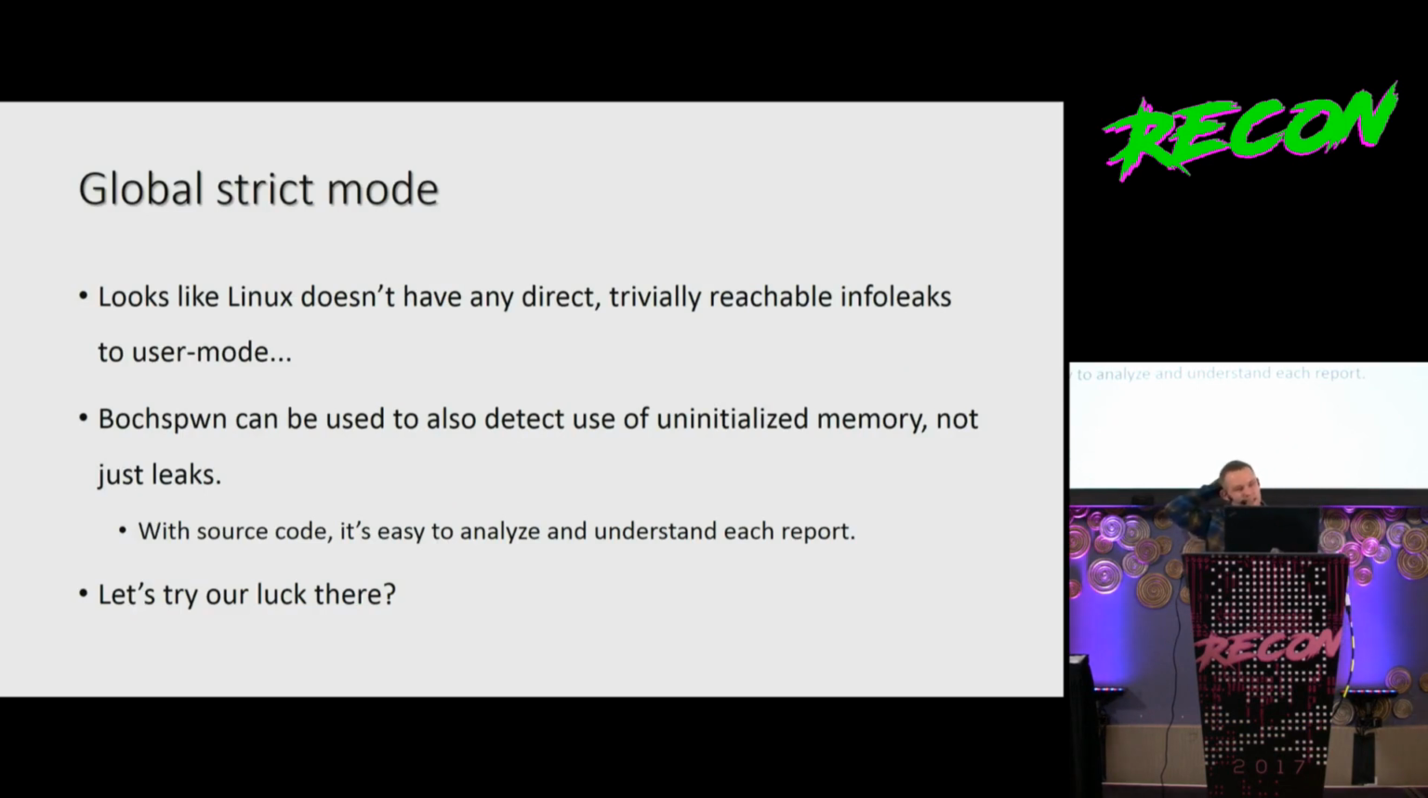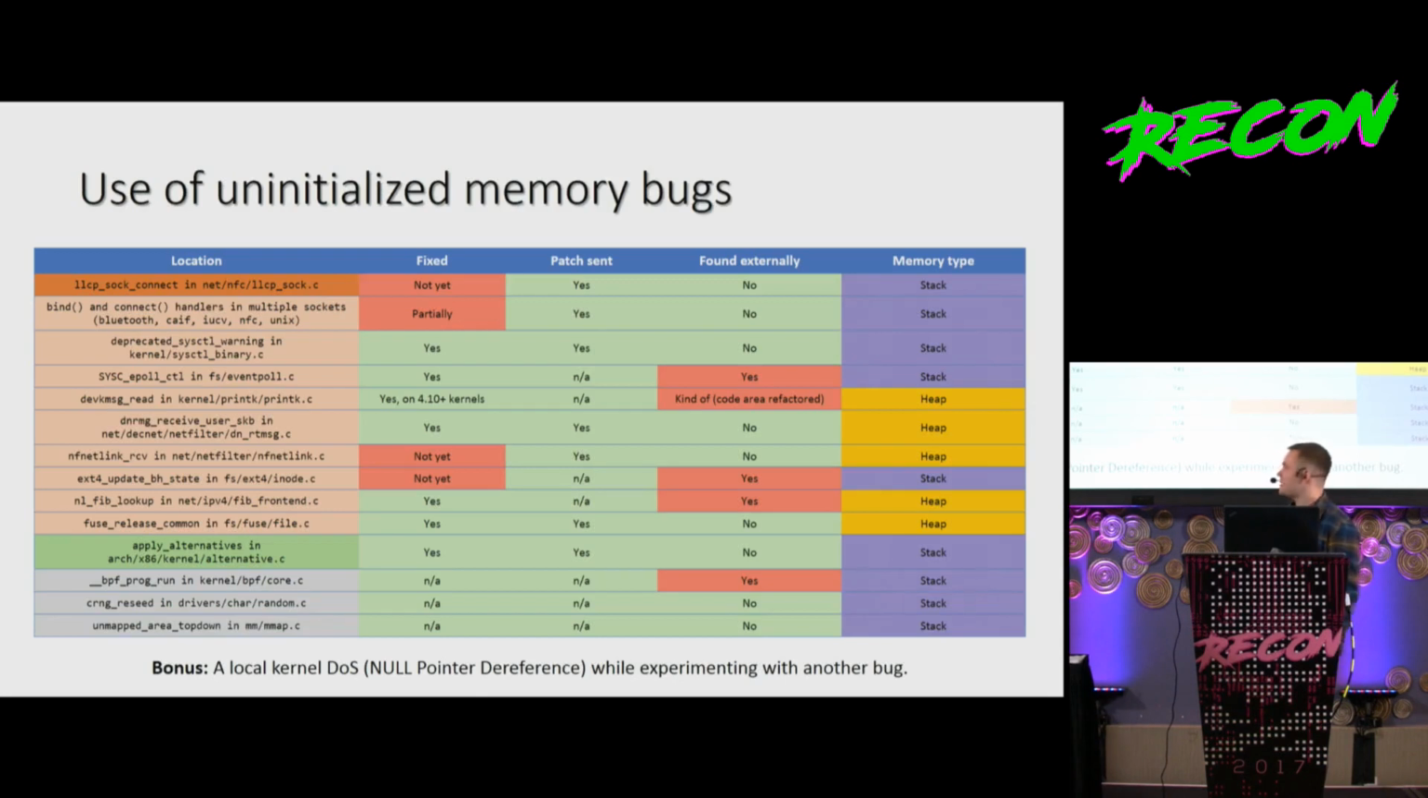Since I didn't have any good results with the normal logic of Bochspwn, I decided to enable global strict mode and try to analyze all of the uninitialized reads that I can find in the kernel, not only those that are actually copied to user mode. And in Linux, it's easier to triage this kind of report because we can look at the source code and actually see what the problem is or isn't and understand the underlying logic. So that's what I did. And I had a little bit more luck there, so I found a few bugs.